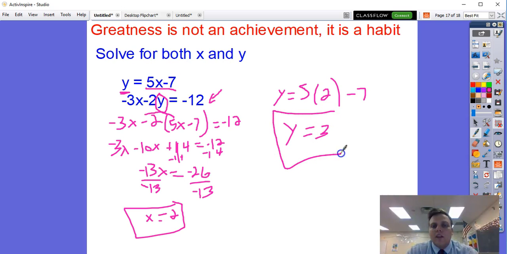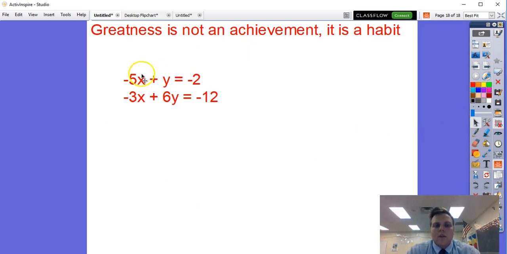So bam, your answer is 2, 3. All right. Okay, let's do one more problem. Our next problem, we're going to solve for both x and y again. Now, we have two equations: -5x plus y equals -2, and -3x plus 6y equals -12.